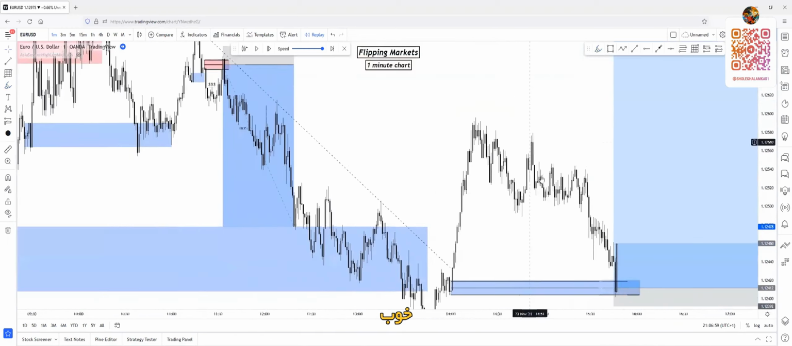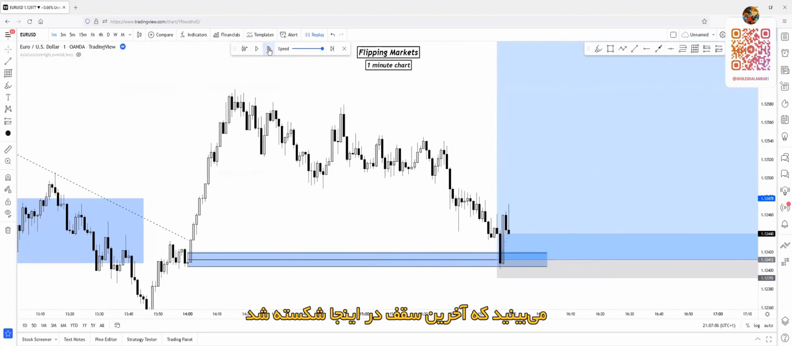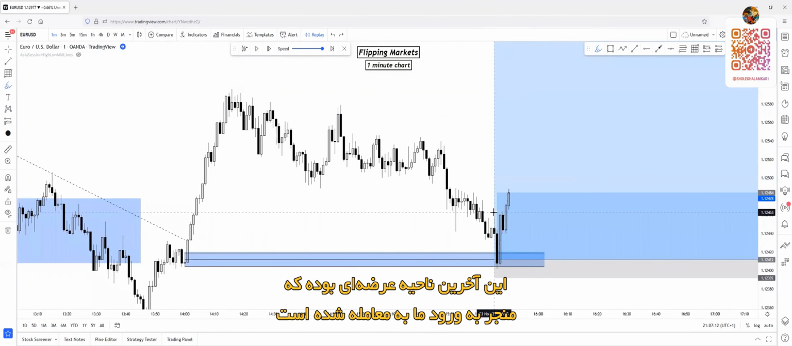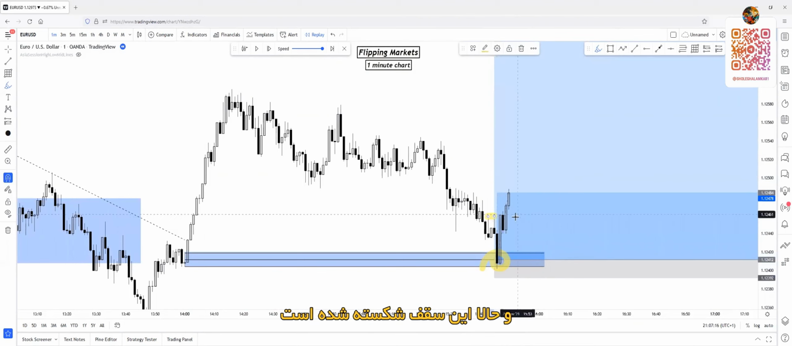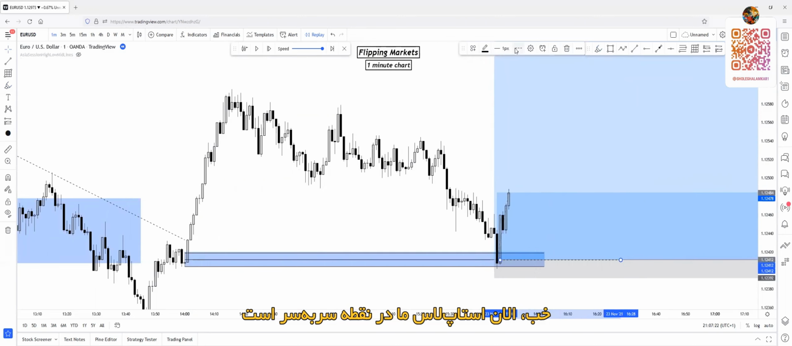Okay. So as you can see right now, we are tagged into the trade. We have to manage our trade. The last high point here has been broken. As you can see, this was the last supply zone, the last high point that tapped us into the trade, and this high has been broken. So we can set our stop loss to break even. So our stop loss is at break even right now, and we just mark it with a red line again.